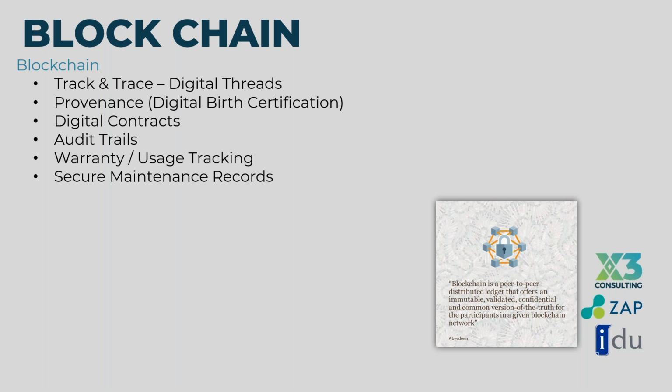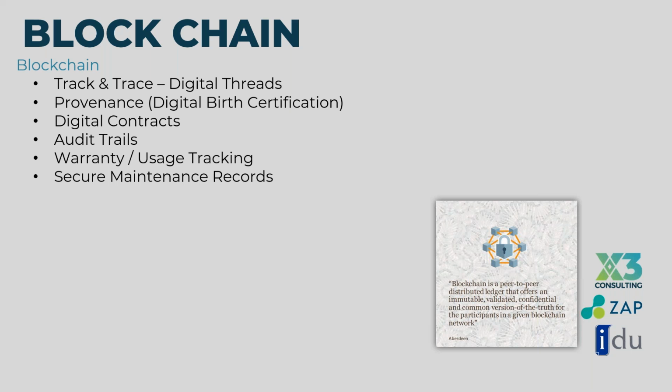Blockchain itself, you've probably heard a lot of words about this. It's not just to do with Bitcoin. It's all about creating a secure, auditable data source that you can run and track information on. The two main areas would be track and trace, tracking items all the way through a supply chain, and provenance, checking out where a product came from. But there are other things.